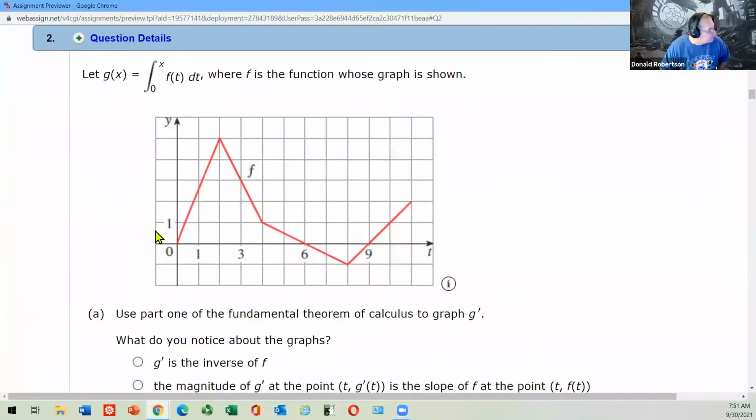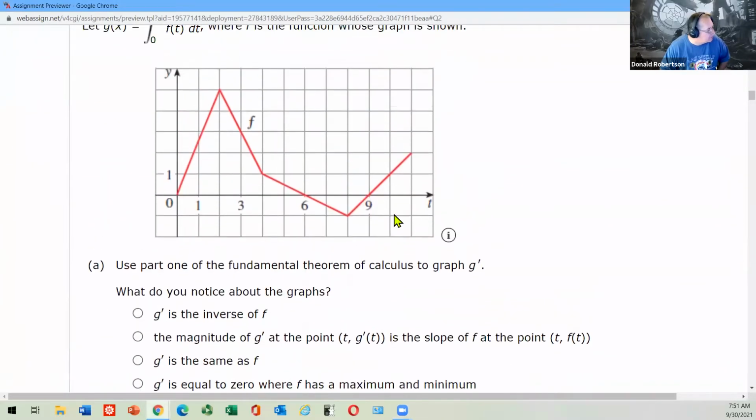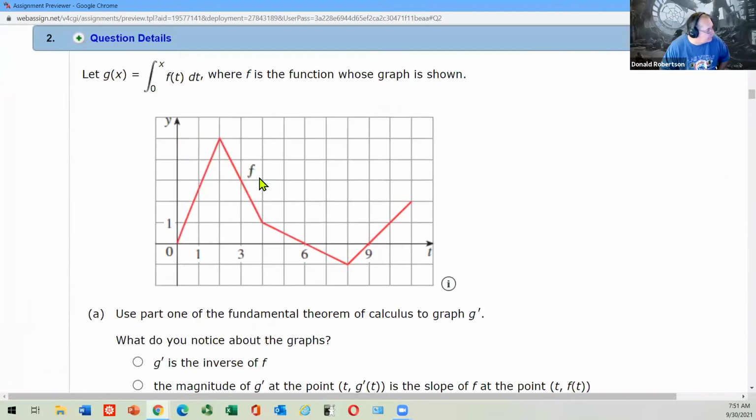Right, okay. So this is question 2. What you're doing is using part 1 of the fundamental theorem to graph G dashed. Okay.